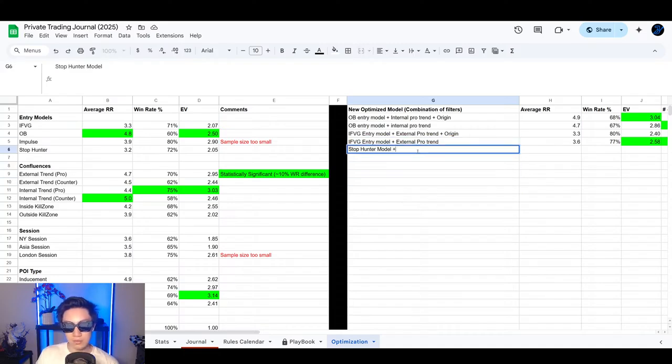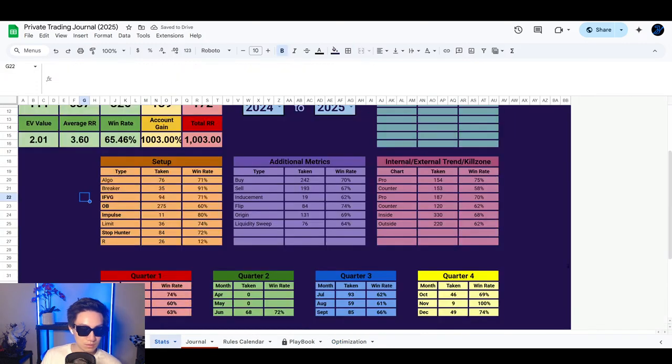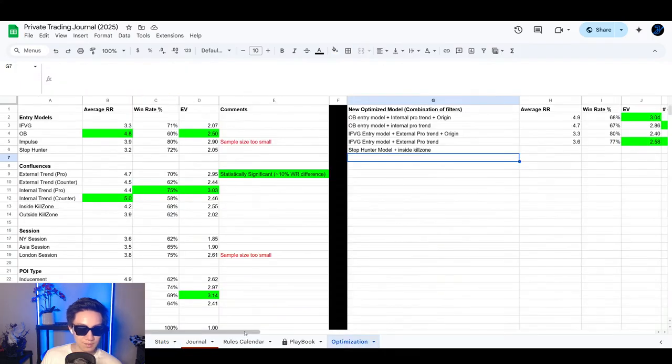So stop hunter model, since trend doesn't matter here as confluence, we'll get rid of all those. We're not even going to do inside or outside kill zone. It's not a huge difference. Actually, it kind of is. But stop hunter, we've only taken like only 84 trades. So it's going to limit it quite a lot.